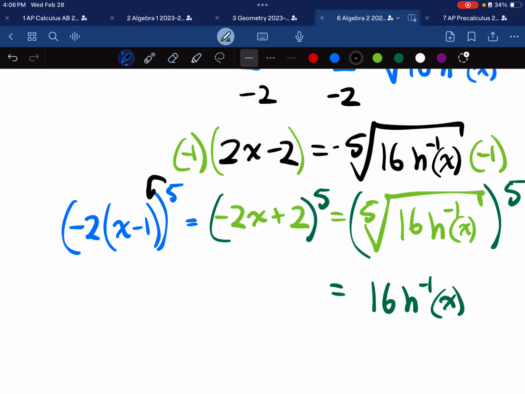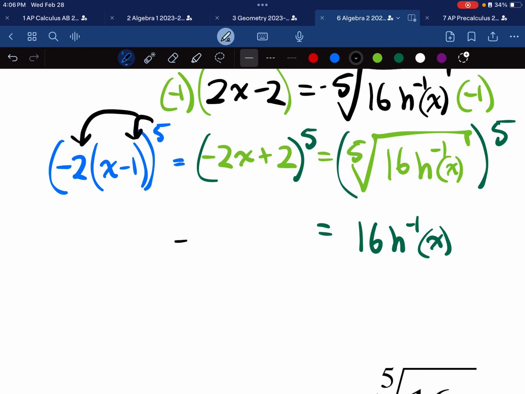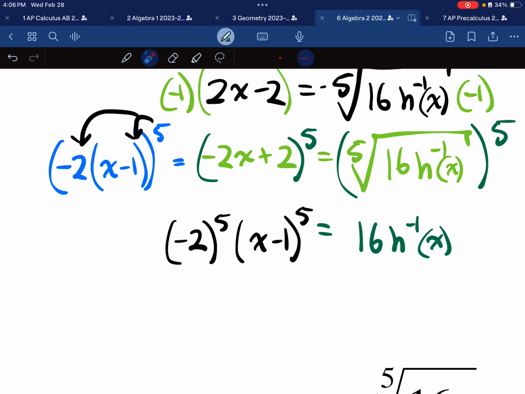This 5 is going to distribute to both of these two terms so that I get negative 2 to the power of 5 times x minus 1 to the power of 5. And then negative 2 to the power of 5. Again, anytime I have a negative to a power of an odd number, it's still negative. If it was an even number, it would have been a positive. So this is going to be a negative 32. Again, 2 times itself 5 times is 32.